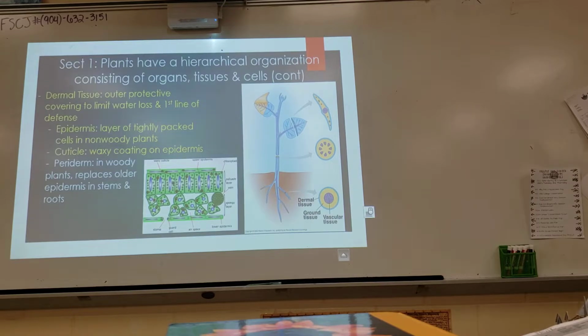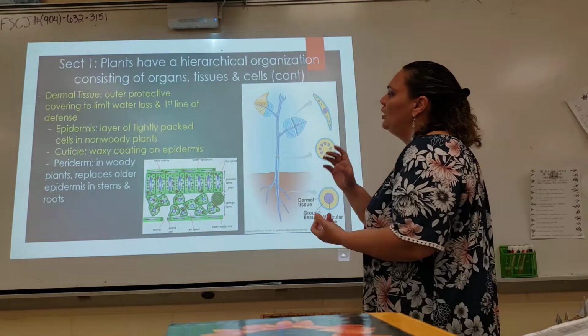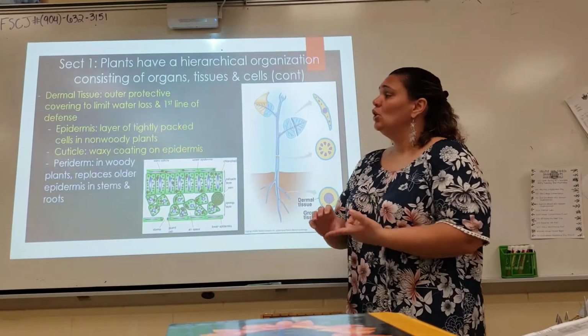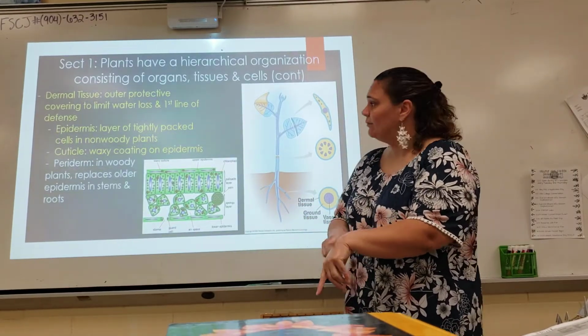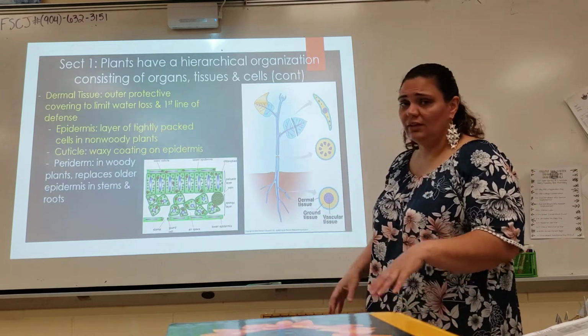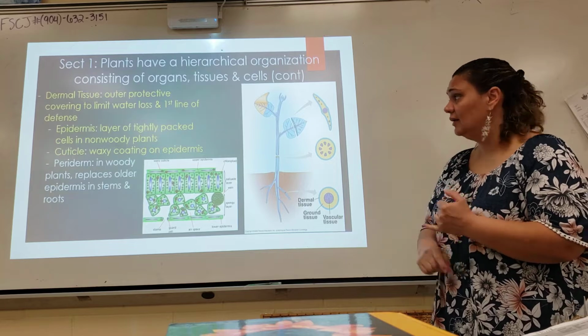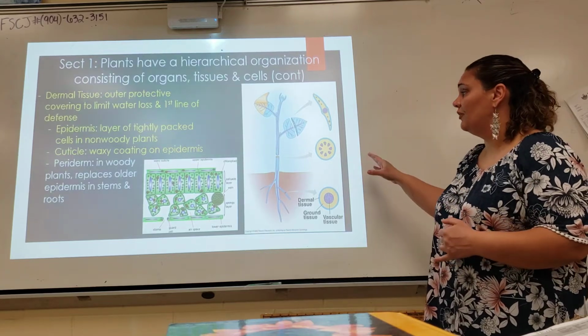Dermal tissue. You have three types of tissue in plants. You've got dermal, you've got ground, and you've got vascular. Dermal, just like us, dermis, skin. Okay, so it's the outer protective covering. It's going to limit the water loss. It's the number one thing plants had to overcome when they went from water to land. Water loss. It's the first line of defense.